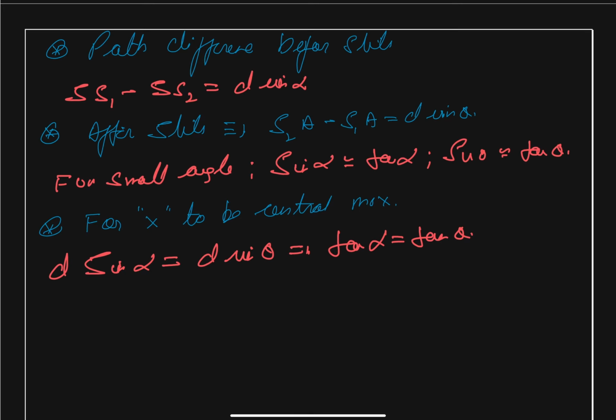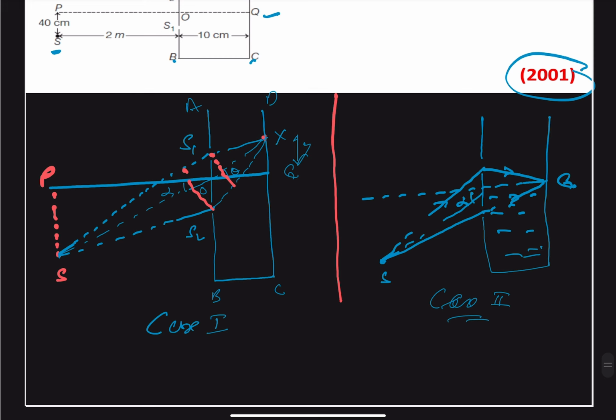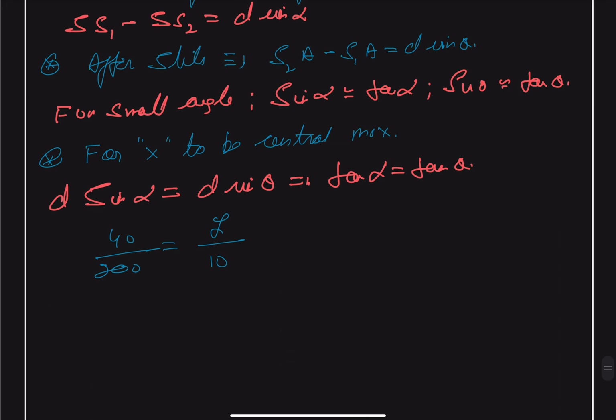So we can easily find out the tangents. So tangent of alpha will be giving us 40 by 200, and tangent of theta will be giving us y upon 10. Okay, so this is y. So we can say from here that our y will be equal to 2 centimeters.